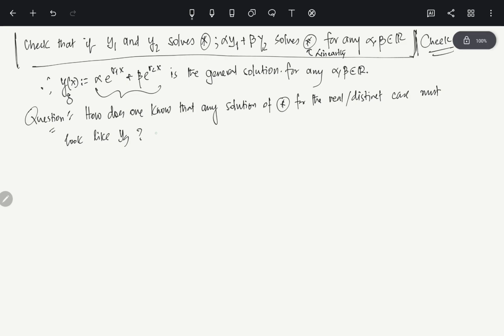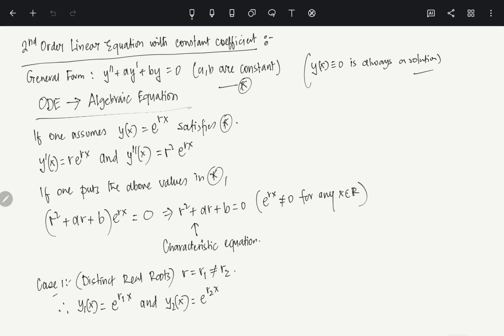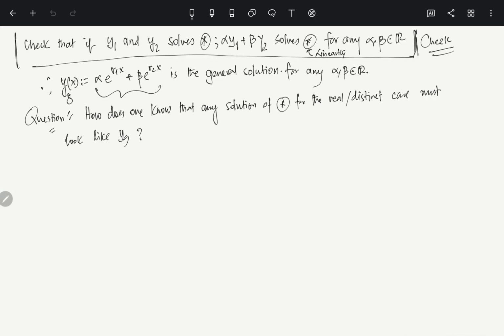These questions will be answered in another few lectures. When we talk about systems, I will do it for a system, and that will imply the exact same thing in this case also. So please remember this: if you have a second order constant coefficient equation, it also holds for variable coefficient, but for now let's just assume constant coefficient, you will always have two such functions such that the linear combinations will give you all possible solutions.